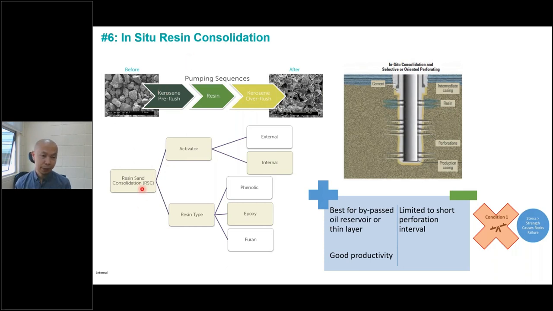There are a lot of types of resin sand consolidation depending on the activator and the type of resin applied. For the activator, you have external activator and internal activator. External activator means you pump the activator at a different stage. You pump the resin first, and then after that you pump the activator. Internal means you pump in one go. The same fluid contains resin and activator. Okay. Resin type, in the early time we had phenolic resin, but nobody uses it anymore because of the environmental issue. We have epoxy resin and then furan.